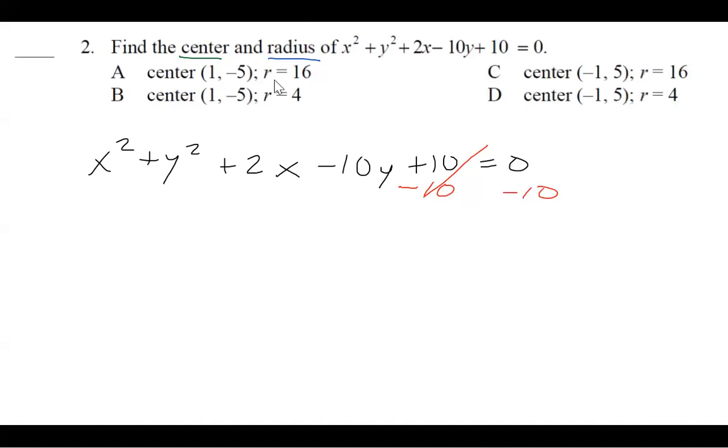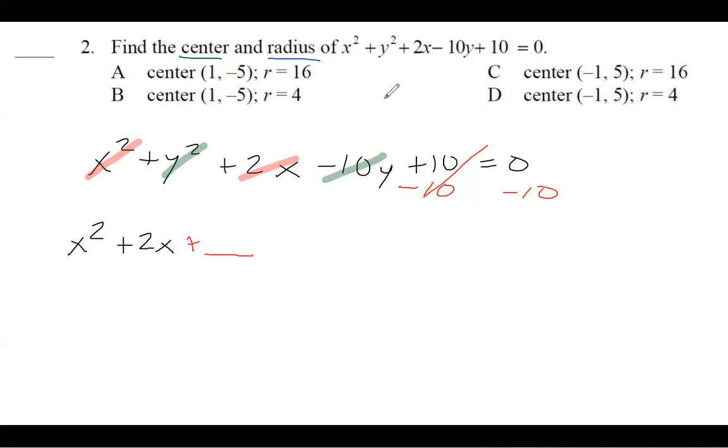So this is what I'm going to do. I'm going to look at my x values. Which terms have an x variable? x squared and 2x. And which ones have y values? y squared and 10y. So I'm going to go ahead and group them together. So here's my first one: x squared plus 2x. Now I'm going to write an open space.